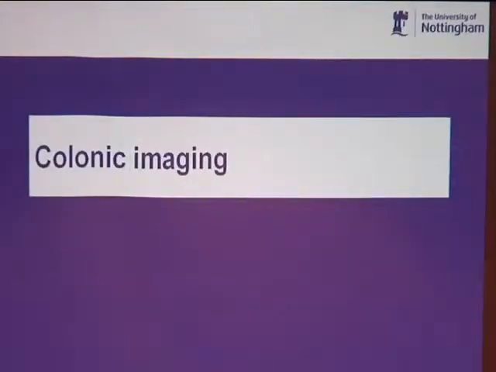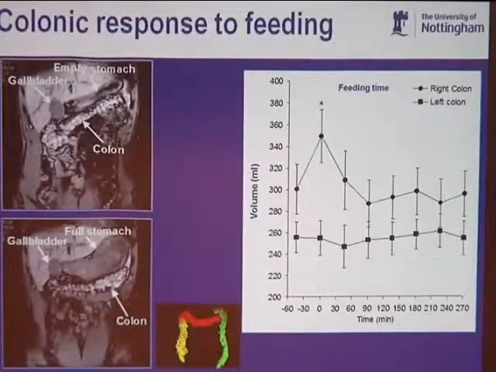Finally, colonic imaging is something we're just starting really on, colonic functional imaging. You can separate the volumes of the different parts of the colon and look at how the right colon, left colon and transverse colon respond to feeding. On feeding, as I said earlier, the bowel prepares for food to be delivered to it. There's an initial increase in the right colon volume.